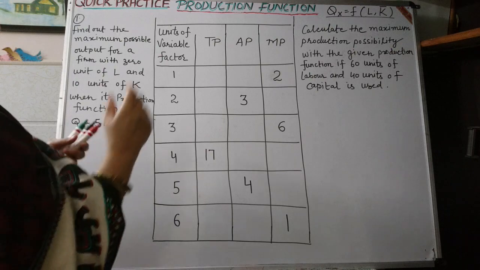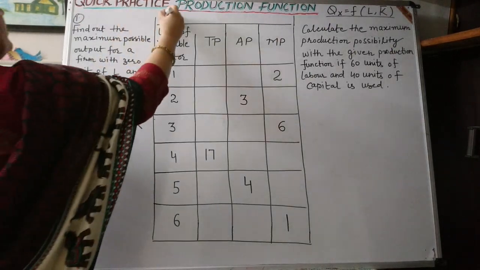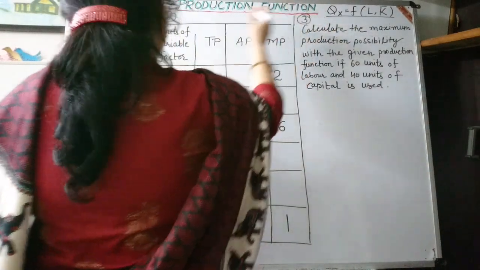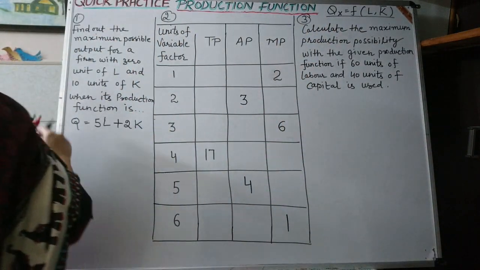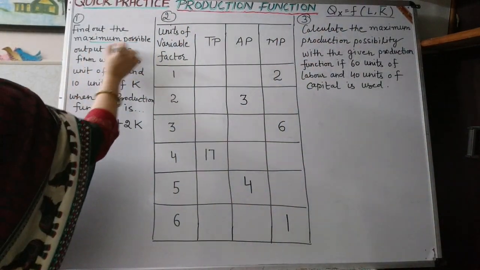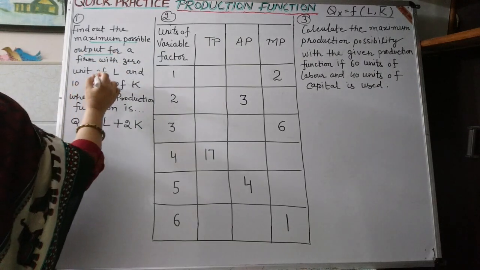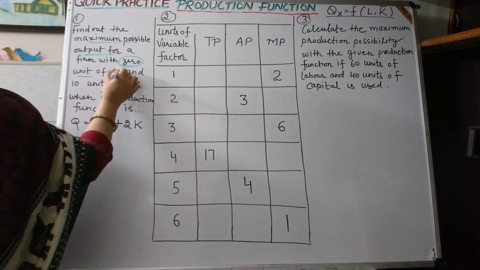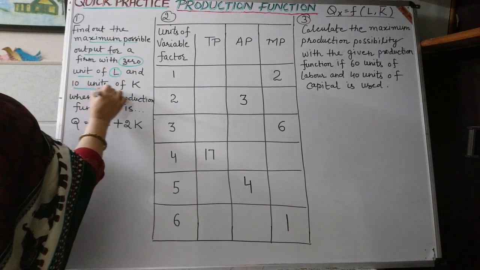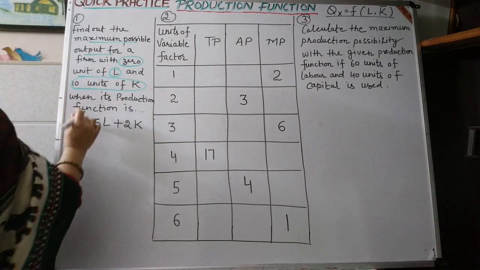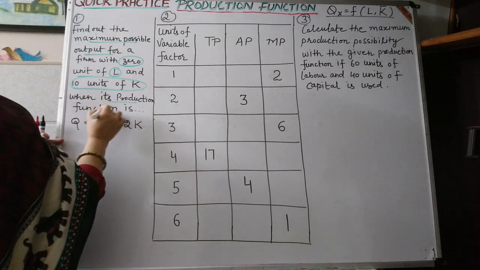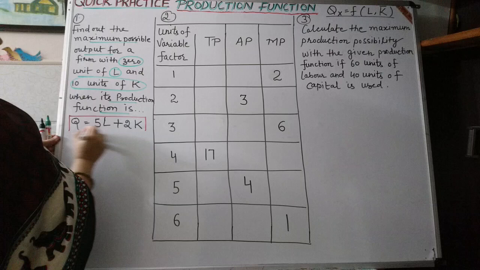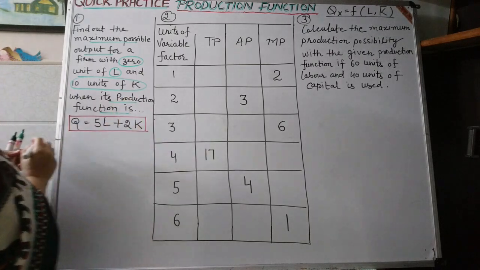In this video we will clear three numericals. Here three statements are given. First statement, find out the maximum possible output for a firm with 0 units of L and 10 units of K when its production function is given. This production function is given in the statement.